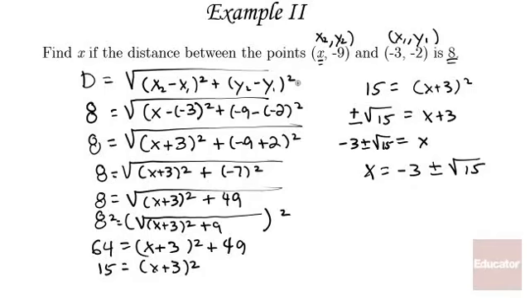So again, distance formula. This time I'm given the distance and I'm given 3 of the 4 points. So I plug all those in, just using the variable x to represent the unknown point. Went ahead and simplified as far as I could, ended up with this quadratic equation, took the square root of both sides, and then I'm going to have plus or minus the square root of 15 equals x plus 3 to give me these 2 solutions.